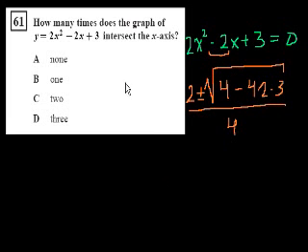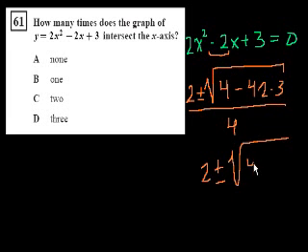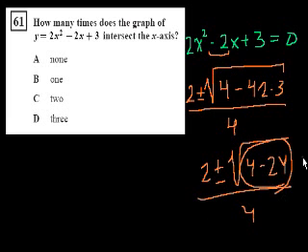Now, they don't want us to figure out the roots or anything. They just want to know how many times it intersects the axis. So let's think about this. What happens under this radical sign? We have 4 times 2 times 3 is 24. So this becomes 2 plus or minus the square root of 4 minus 24 over 4. This is minus 20, right? Minus 20. So you end up with minus 20 under the radical sign.